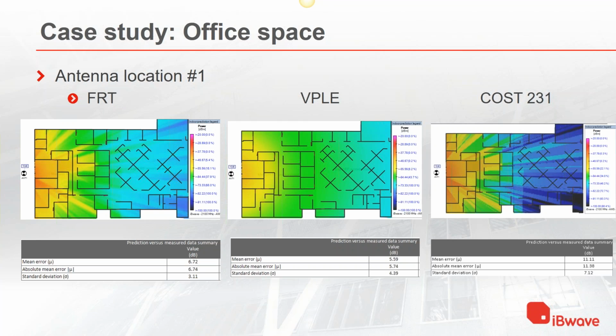High standard deviation, high absolute mean error. And that is because of this area right here. So you can then point out and say, well, why does it matter? This area has a poor signal anyway. Well, if you look into what is going on, you will see that that area should have been fairly high in signal, if you see from the legend, right? It is very low with COST 231, but should be higher.